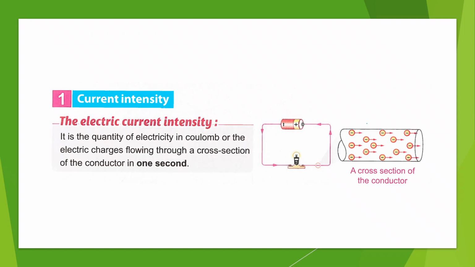These are the free electrons which can flow through the conductor when we connect them to an electric source like the battery here. When we connect the wire, which is made of metal, to the battery or to any other electric source, the free electrons, as you see, will flow in the conductor, and this is what we call the electric current. The current intensity is how many electric charges are flowing in the wire.